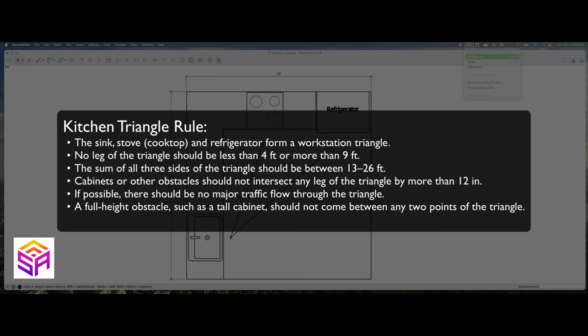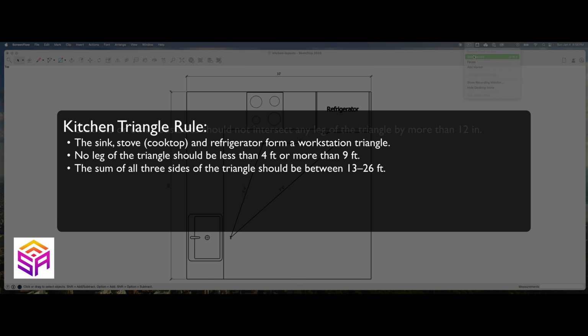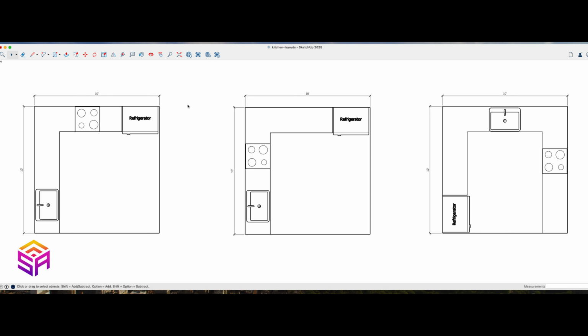So let's have a look at a few kitchen layouts to better understand the triangle rule. And so here I have a few 10 by 10 kitchen layouts. I have a couple of L-shaped kitchen layouts, 1 and 2 here, and the third one is more of a U-style. And what we want to do is do the triangle layout here. This doesn't have to be super precise, but what we want to do is roughly connect the workstations here. And so in this case, we'd have a straight line across here.